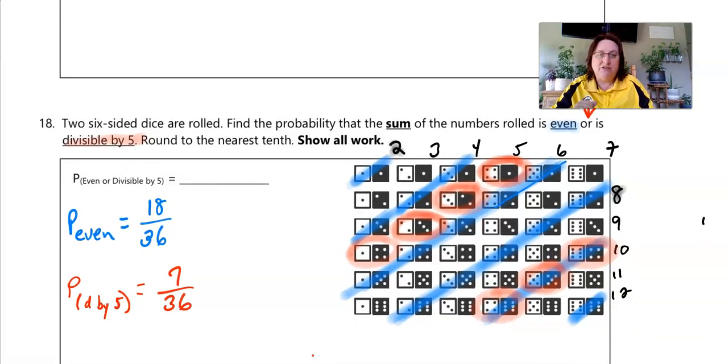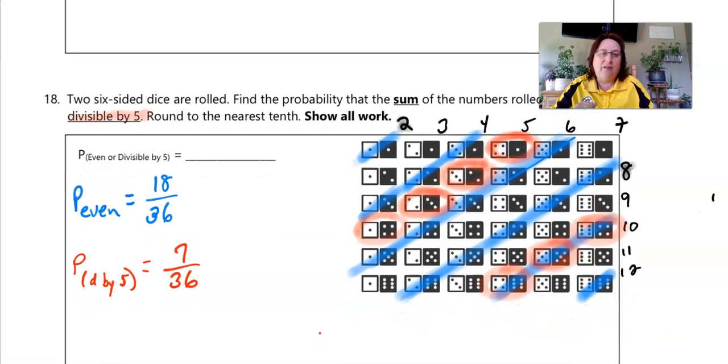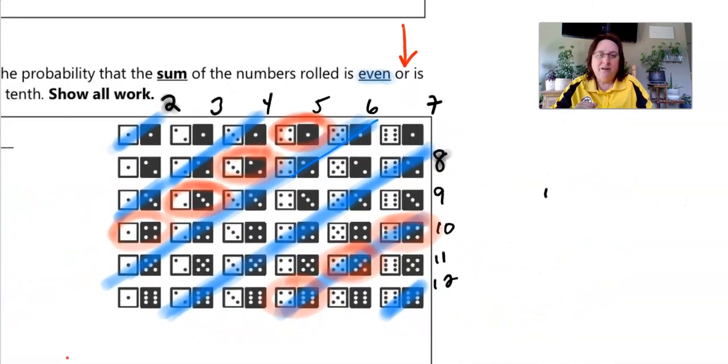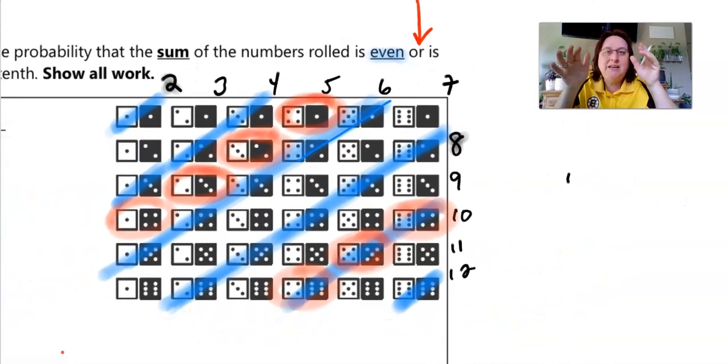Now, I want to ask you guys, do you see any overlap? Let me zoom in right here. Do you see any overlap where the blue and the red are both on the same sum of dice? And if so, how many of these overlap? Oh, did you guys see that right here, this row right here, these 3 overlap, don't they? They're both even and they're both divisible by 5.